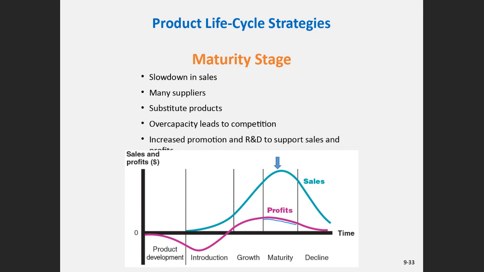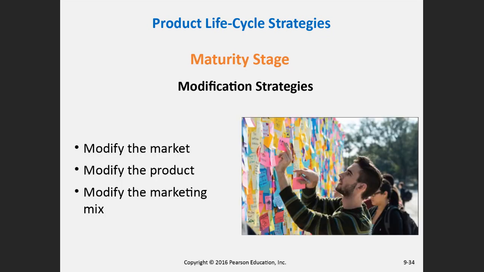They'll start flaking out. So in the maturity stage, you start thinking about what the authors refer to as modifying the market, modifying the product offering, and modifying the product mix to try to keep the sales from dipping and profits from dipping. What does that mean? So if you modify the market, you're trying to find new users or new segments of the market to use your product.